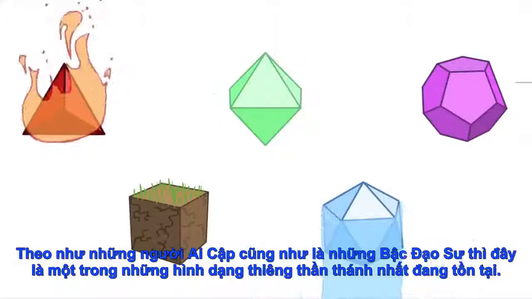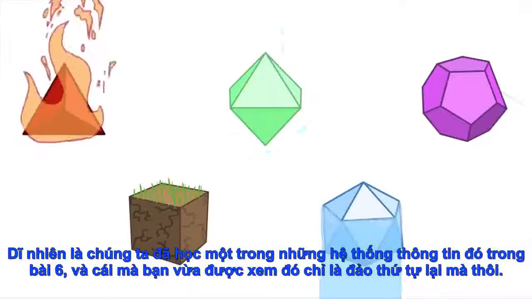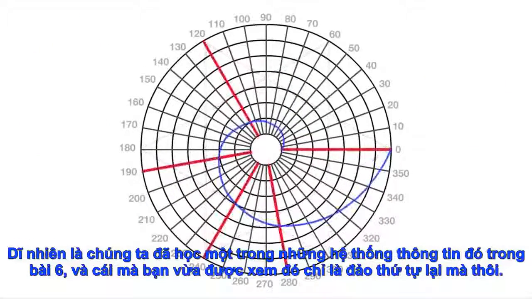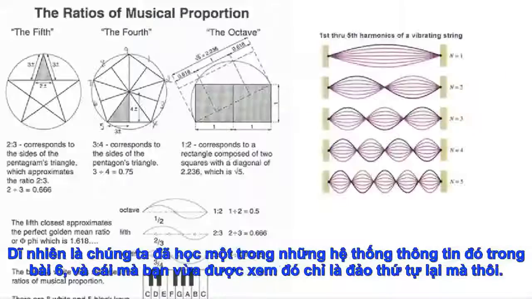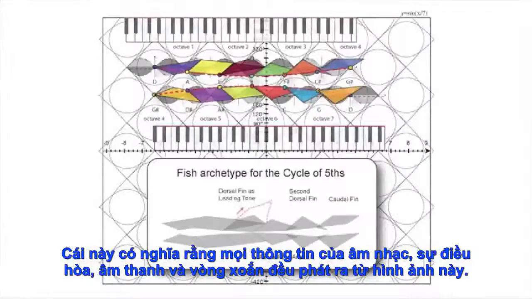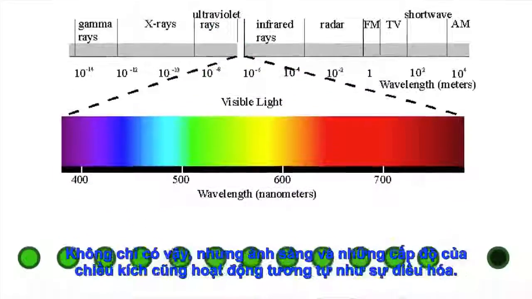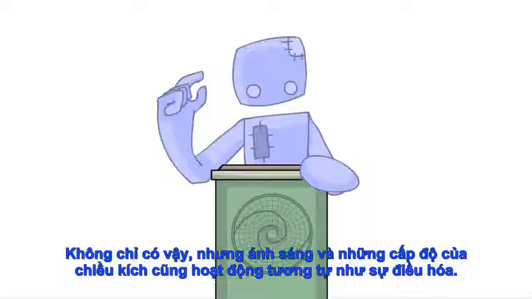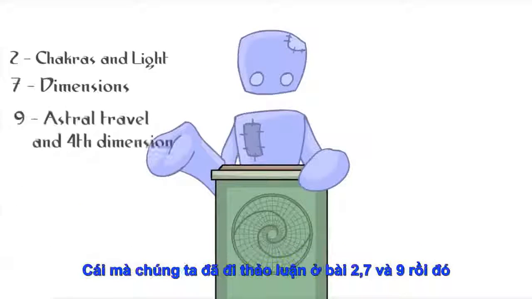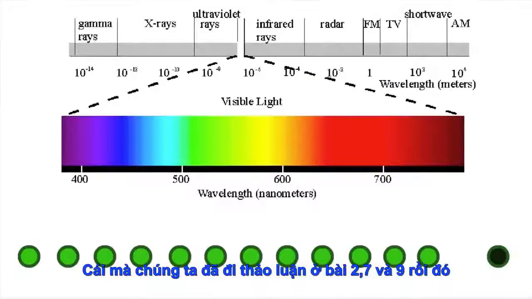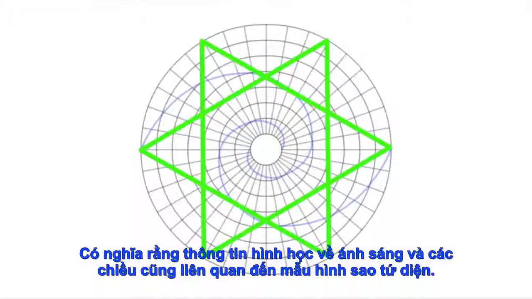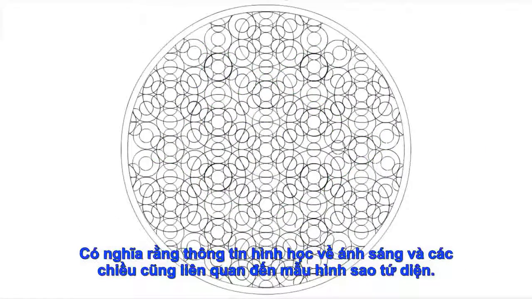According to the Egyptians, as well as the Ascended Masters, this is one of the holiest, most sacred forms in existence. Of course, we already learned one of its informational systems in lesson 6, and what you just saw was the second, only in reverse order. What this means is that all of the information of music, harmonics, sound, and spirals come out of this image. Not only that, but light and the dimensional levels work in the same way as harmonics, which we've already discussed in lesson 2, 7, and 9. Meaning that the geometric information about light and dimensions are also related to this star tetrahedron pattern.